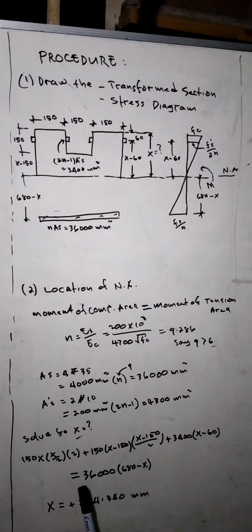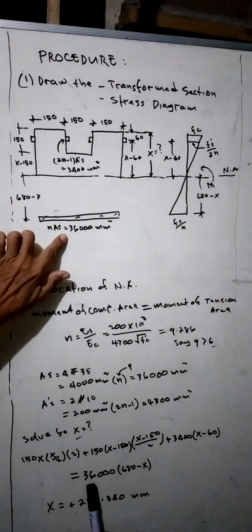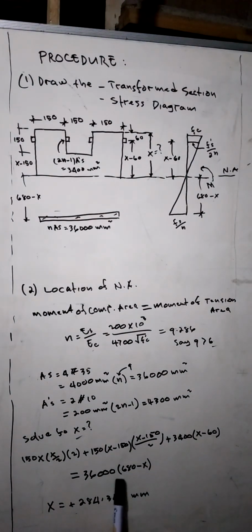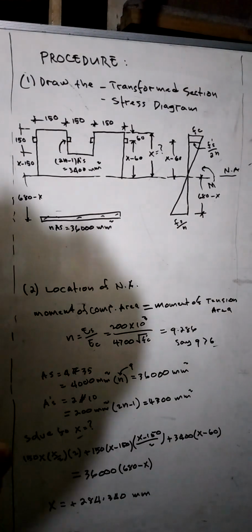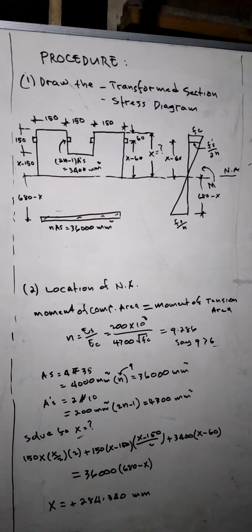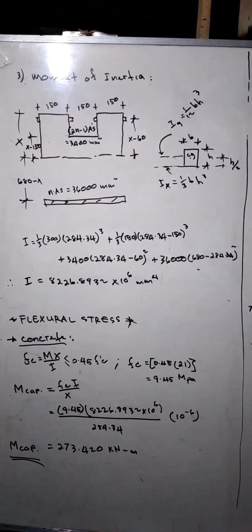And these are equal to 36,000 times 680 minus x. Now, computing this value of x, it will be 284.340 millimeter. This is the location of the neutral axis.